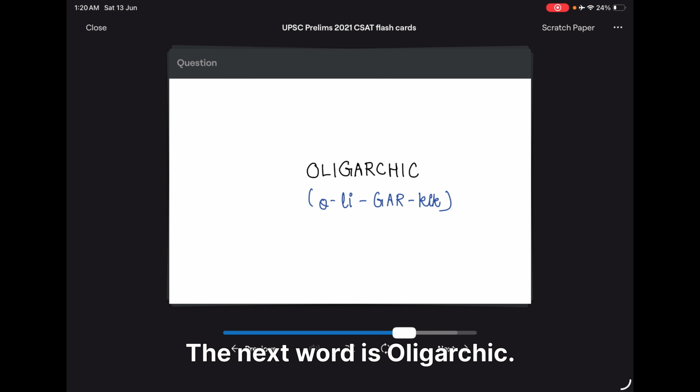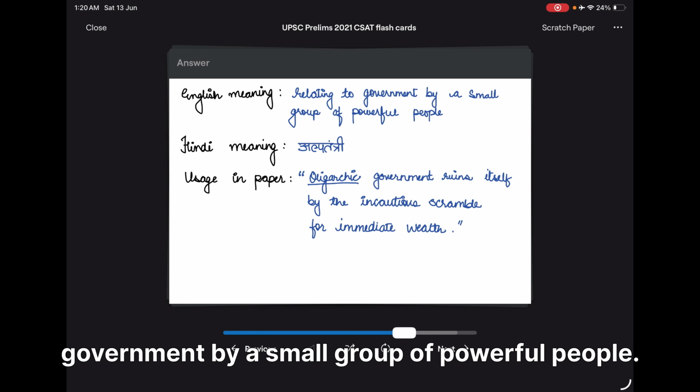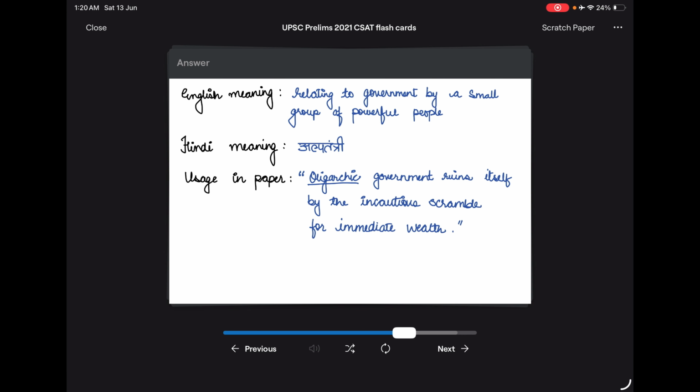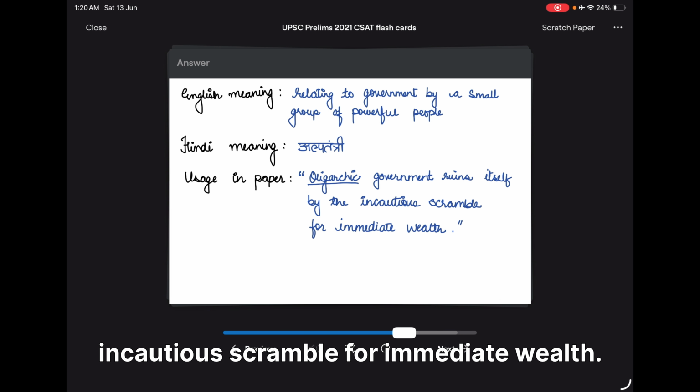The next word is oligarchic. Oligarchic means relating to the government by a small group of powerful people. हिंदी में इसका अर्थ है अल्पतंत्री. In the paper it was used as oligarchic government ruins itself by the incautious scramble for immediate wealth.